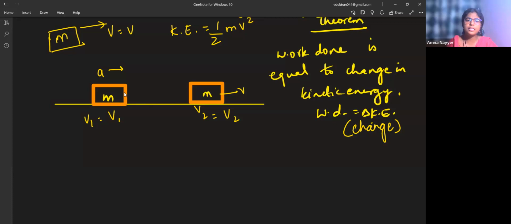All right, the body is moving. Force is also applied to the body. Because of the application of force, the body's velocity changes from v1 to v2. And because of the application of force, there is acceleration in your system, basics of motion in a straight line that we have studied. Now, what is your work done?